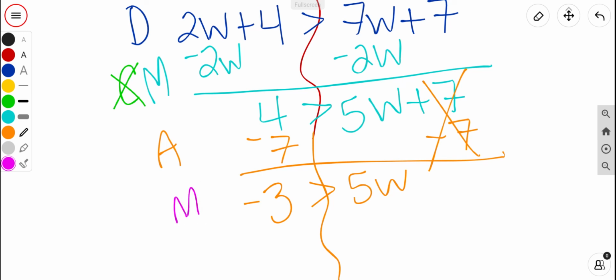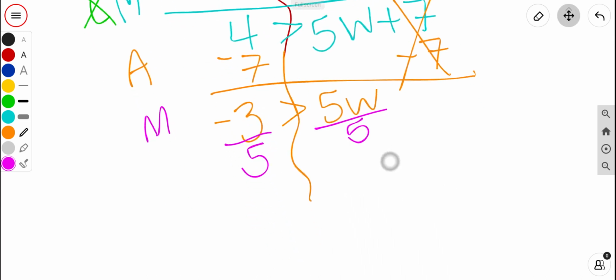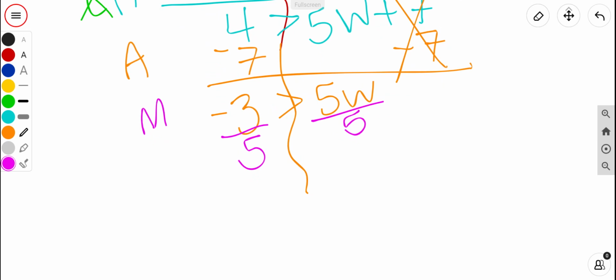And then I need to multiply or divide. So I'm going to try to get the w alone once again. Because it's multiplication, I am dividing by 5. Okay, another decimal. You know how I feel about decimals. So I'm just going to leave it as a fraction. Negative 3 over 5 is greater than w.